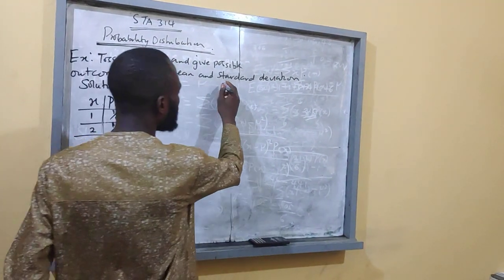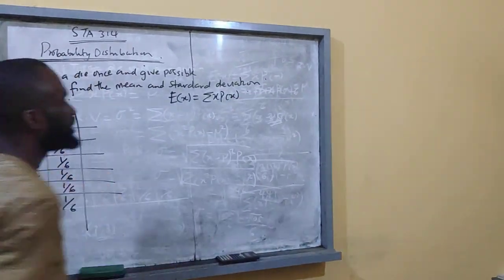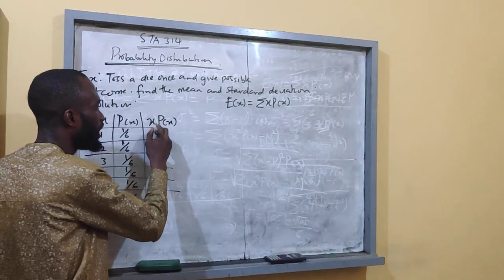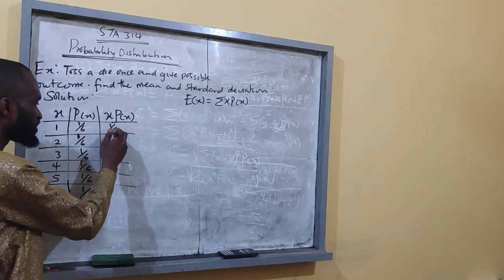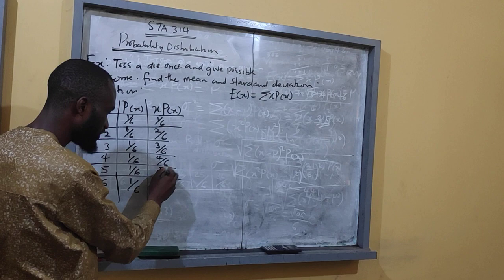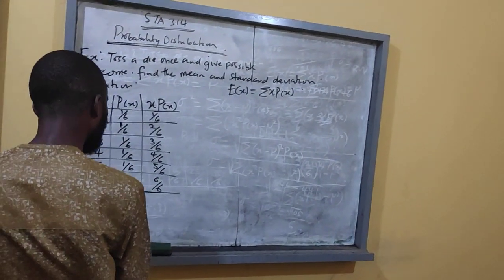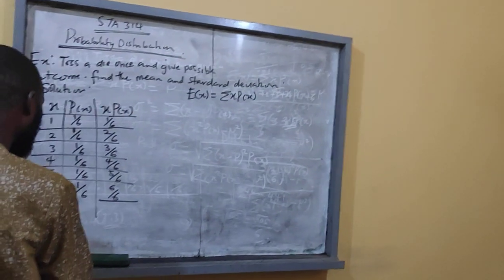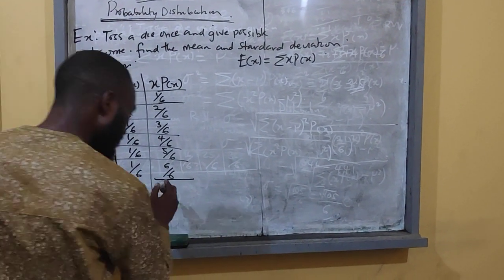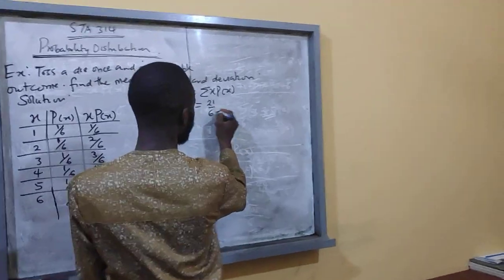Now, if you look at the formula of expectation, expectation of a random variable is summation x P of x. It means I need to get x times P of x. That is, I will create another column, x times P of x. To do that, I get 1 over 6, 2 over 6, 3 over 6, 4 over 6, 5 over 6, and what? 6 over 6. Then, because it's a summation, if I add everything together, I have 1 plus 2 plus 3 plus 4 plus 5 plus 6, divided by 6, that is 21 over 6. It means my expectation of x is 21 over 6, which is equal to 3.5.